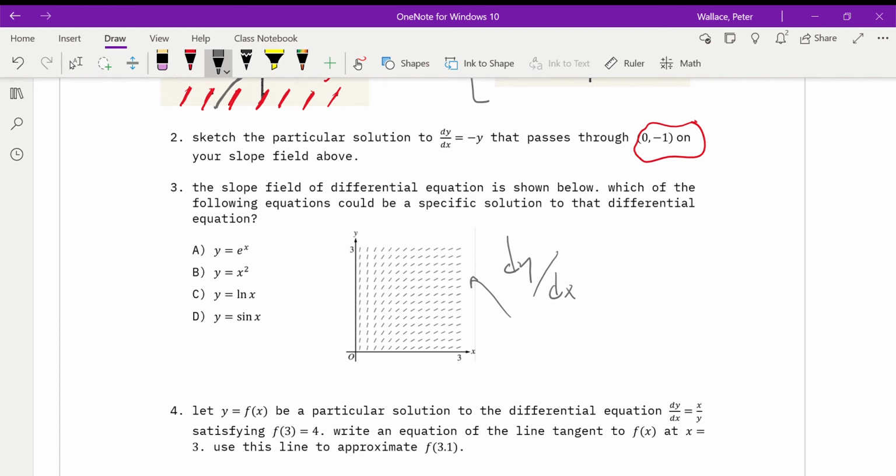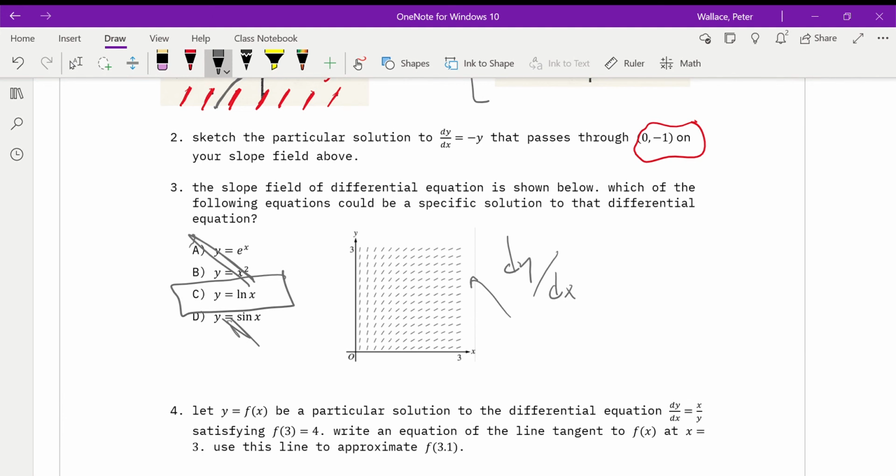So let's see. If I've got a really small x value for e to the x, e to the 0.01, is that going to cause a really steep positive slope? Well, probably not. Probably be pretty small. Same with 0.01 squared. Probably can write both of those off. Now what about sine of x? Well, we don't really see any kind of cyclical fashion going on here, so can write that one off as well. And boom, there we go, ln of x.